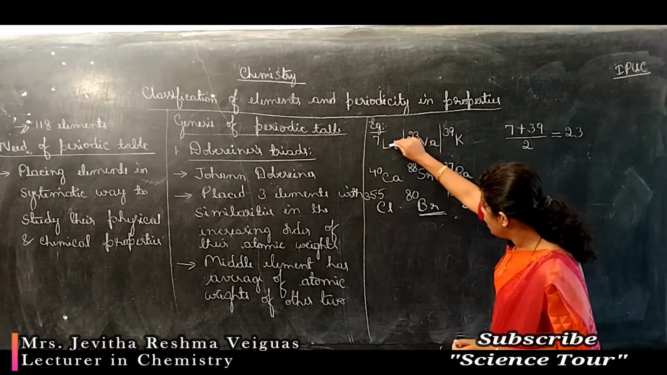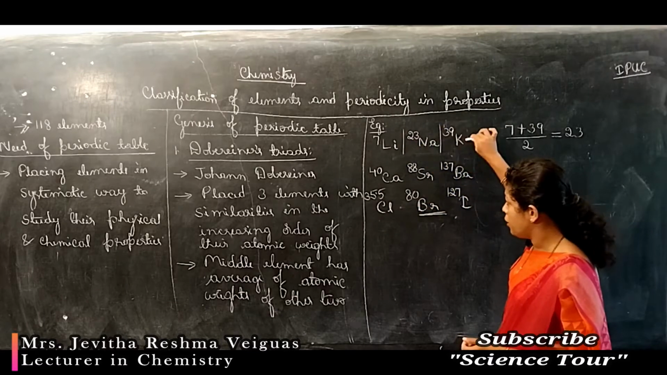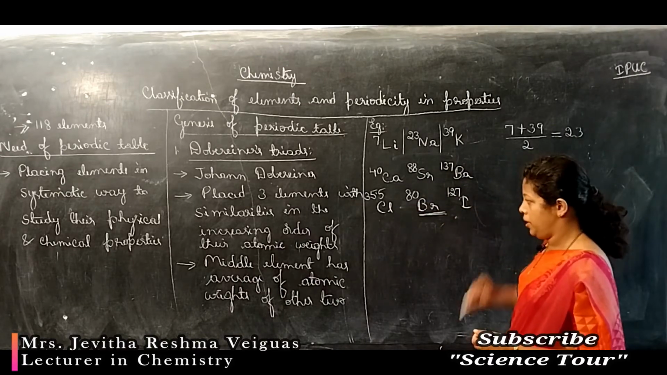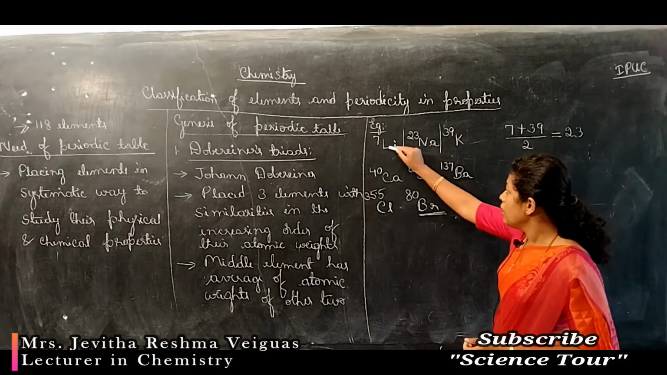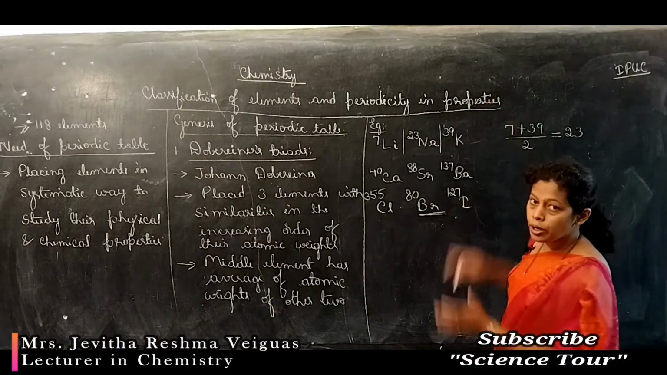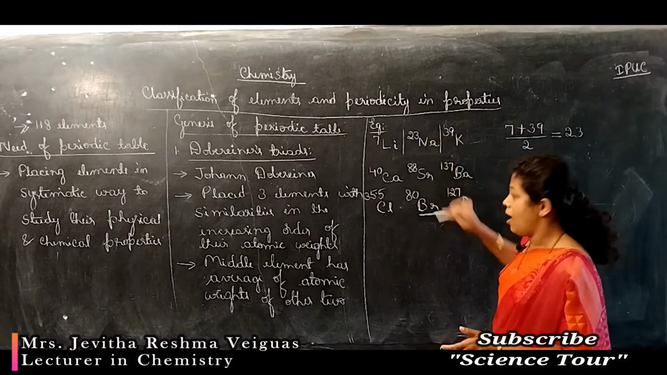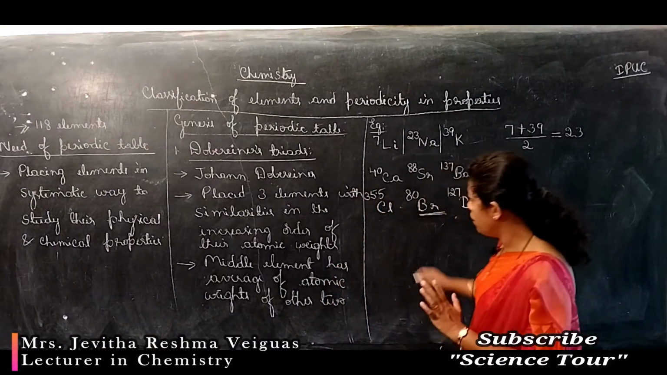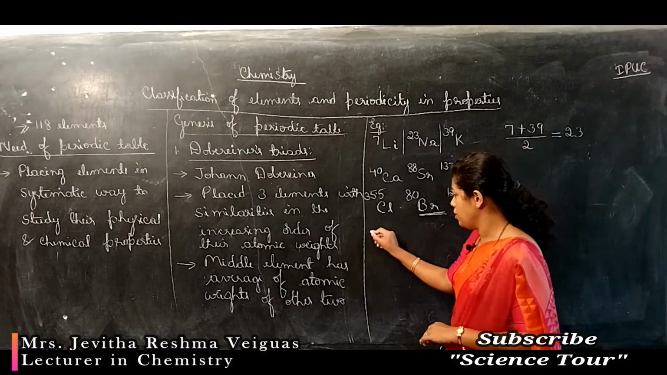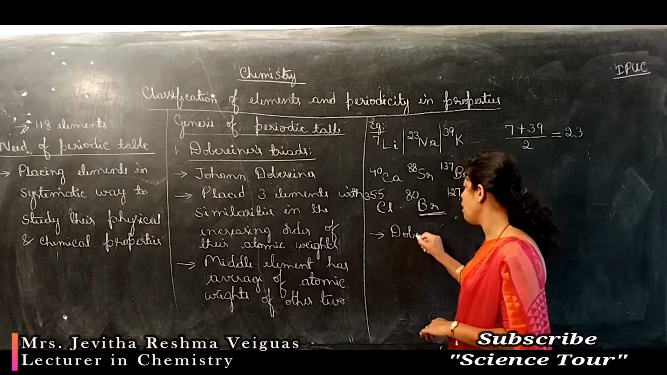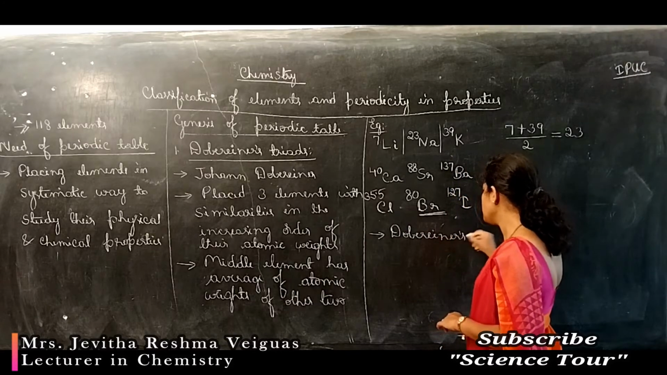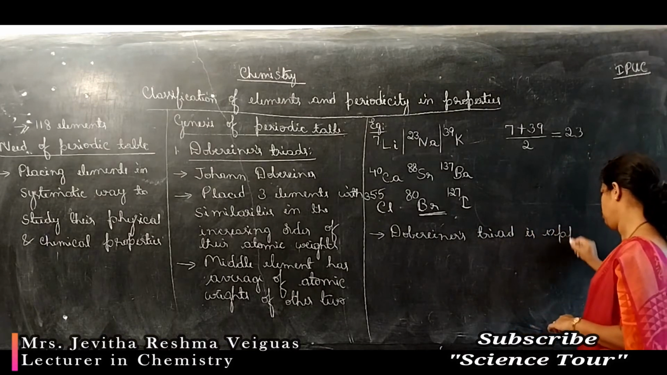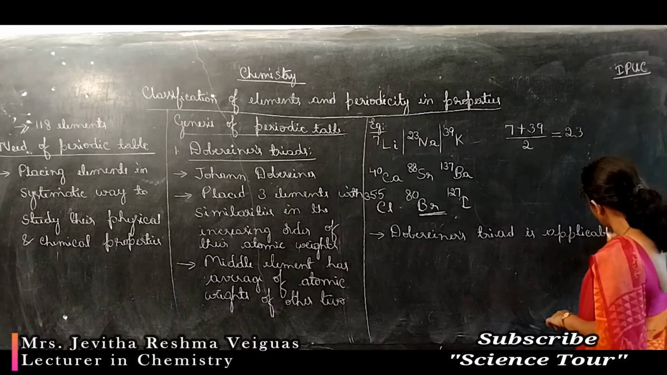So he gave 3 triads. The first one is lithium, sodium, potassium. The second one is calcium, strontium, barium. The third one is chlorine, bromine, iodine. Everywhere you can find the elements arranged in increasing order of atomic weights, and the middle element has an atomic weight which is the average atomic weight of the other two. But Dobereiner's triad had limited applications. Dobereiner's triad is applicable for only a few elements.